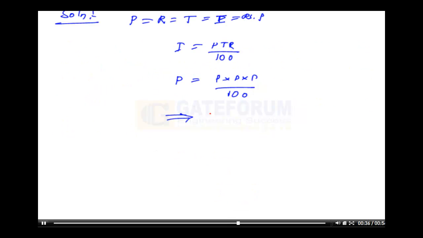From this we can say that P square is equal to 100. That implies P is nothing but 10. So if P is 10, we can say that the interest is rupees 10, and the rate of interest is also 10%. So the answer is option C.